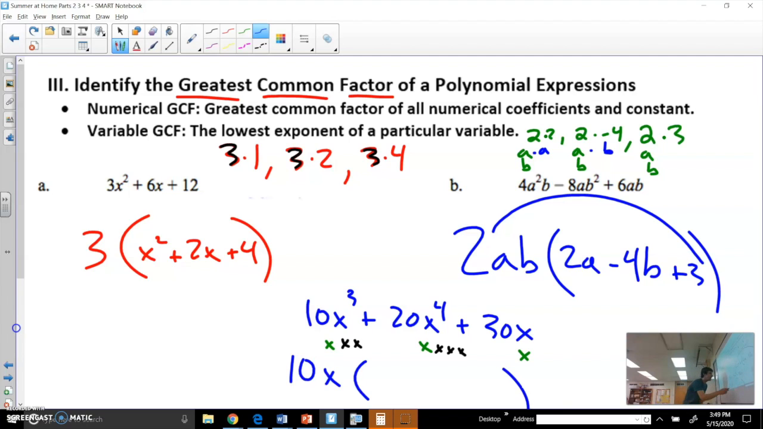So wrapping this up, 10 divided by 10, 1. Subtract the powers, you get x squared. This will be 2x to the third, leaving what's left over there. And then for this one, it's just plus 3.